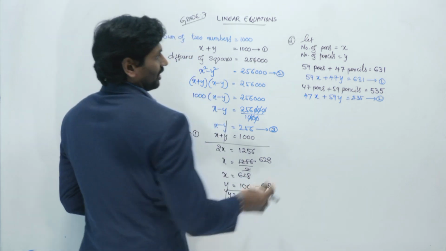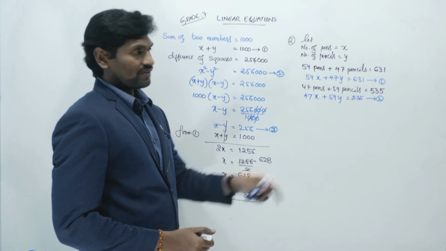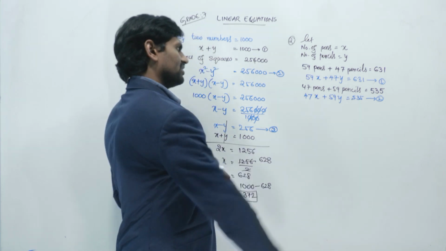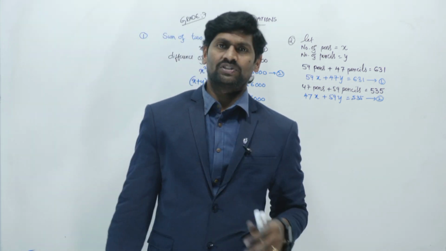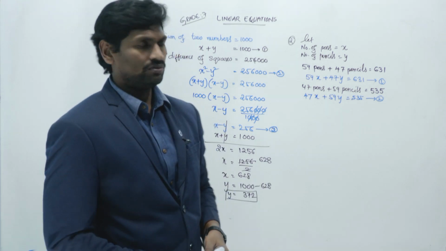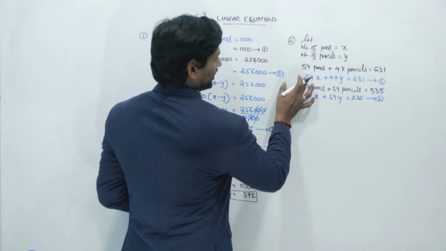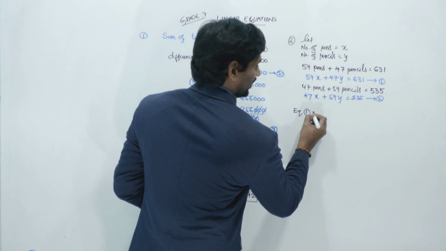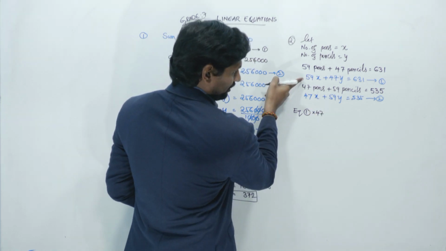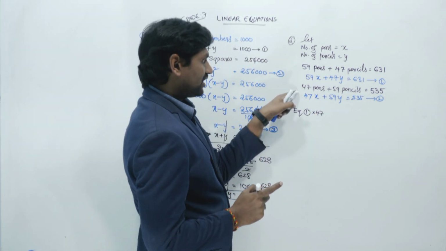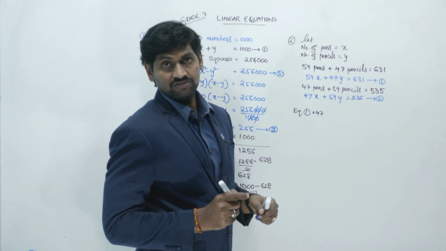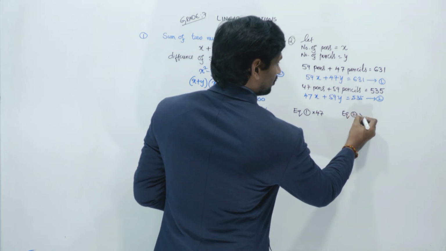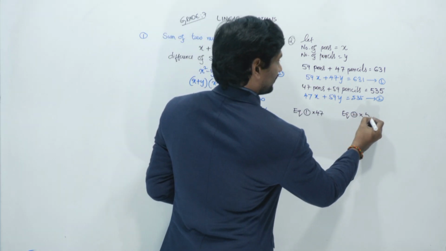Now I can use any one of the methods, like elimination method or substitution method. Previously, I hope we solved it with the substitution method, right? So I'm just taking the elimination method now. That means I'm just going to eliminate the x value. So for that, equation 1 should be multiplied with 47, and the first one with the second one's coefficient, because 59 and 47 are co-prime, there are no common factors between them. Same way, equation 2 should be multiplied with 59.